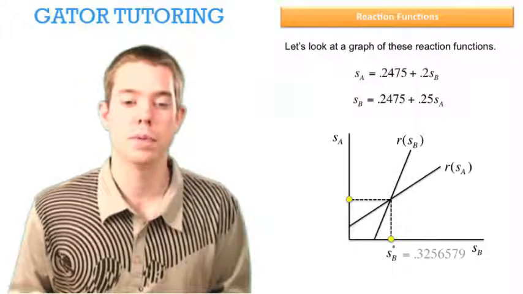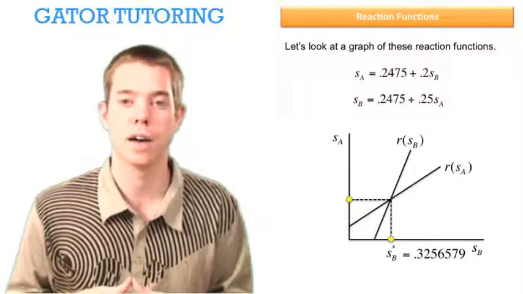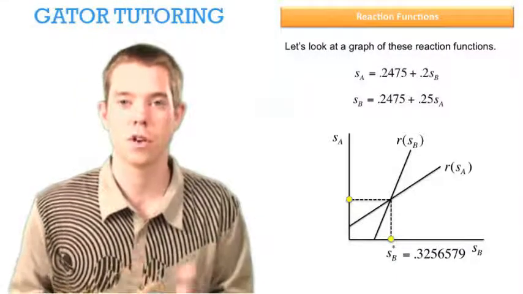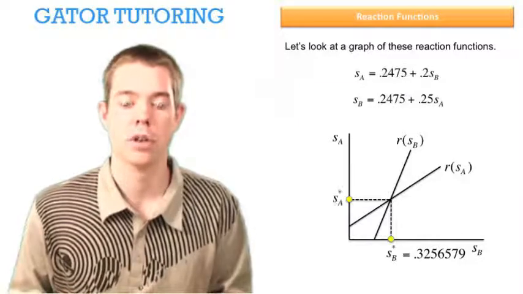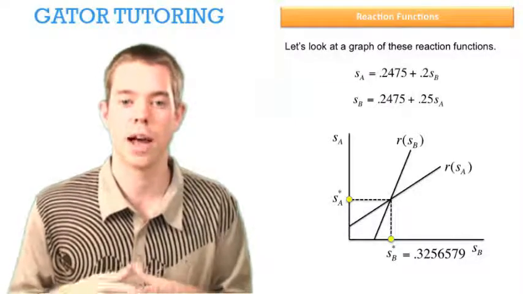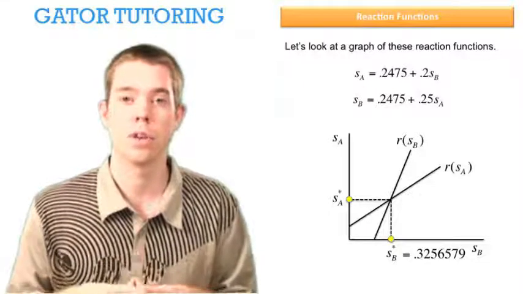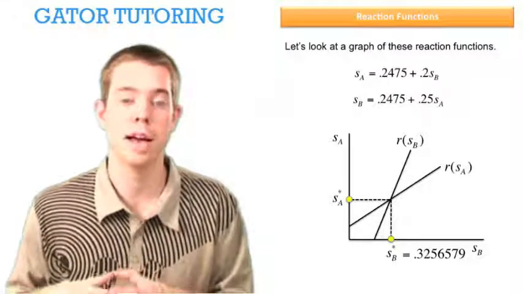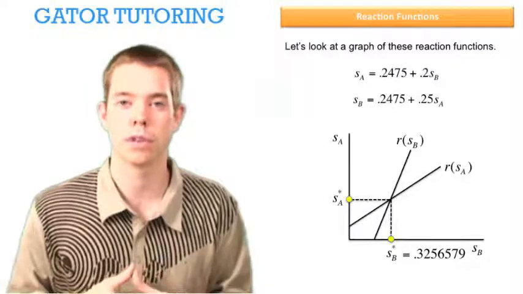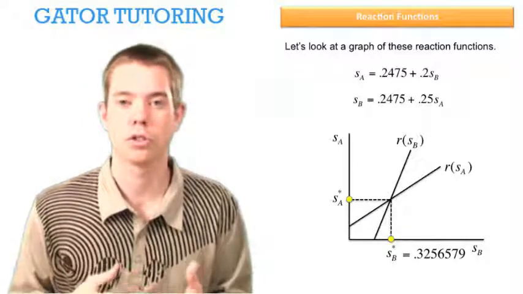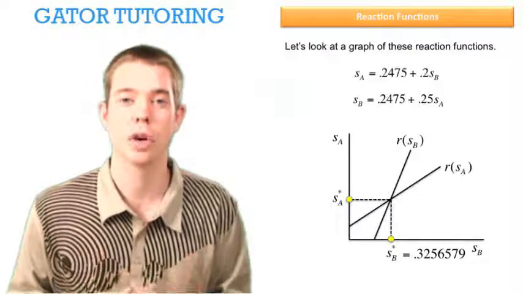We found our SB was equal to 0.3256579, and in this question, that's all that we were asked to solve for, and we know that SA star is there, but we're not actually asked to solve for that for the problem set. If we did want to solve for that, we would simply plug SB into A's reaction function. So we're close to solving for SA. We don't have to in this question, but that's how we would.